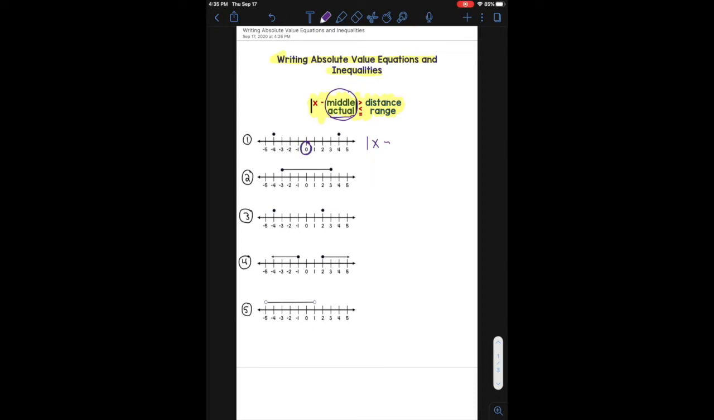In this case, that would be 0. That is in the middle of the two solutions that we see in number 1. Remember, absolute value problems are going to have two values that are equidistant to one central value. In this case, it's 0. So we're going to have x minus 0, the absolute value.